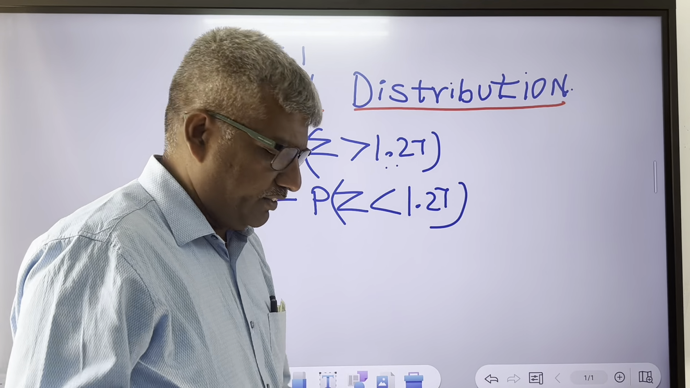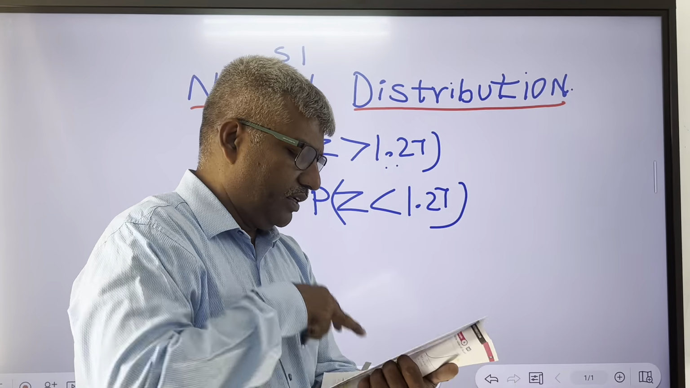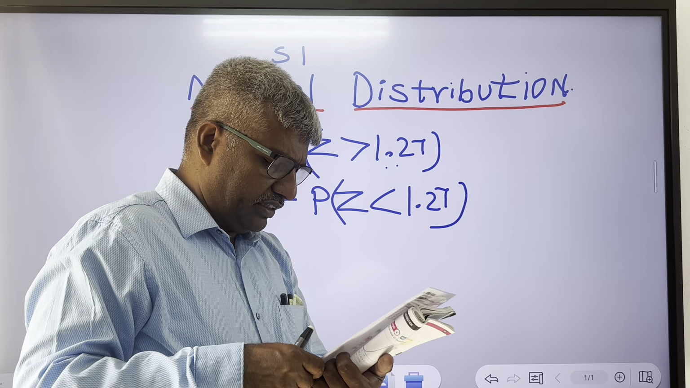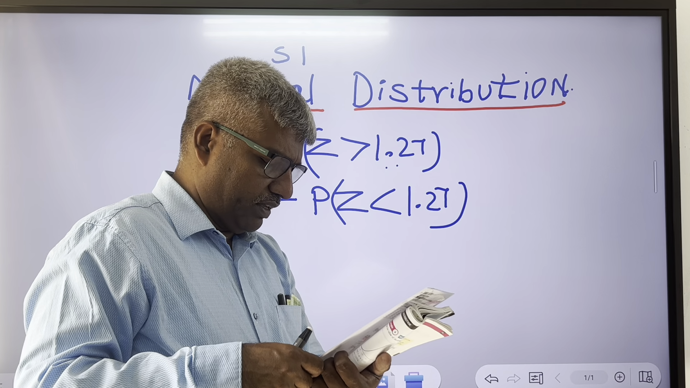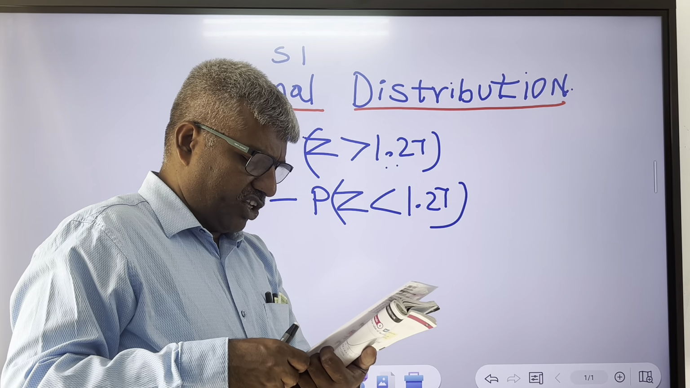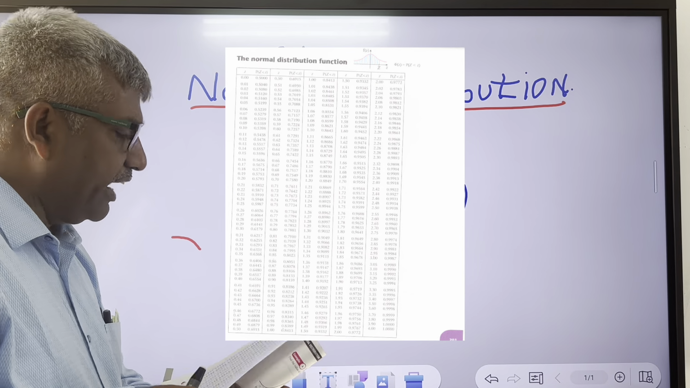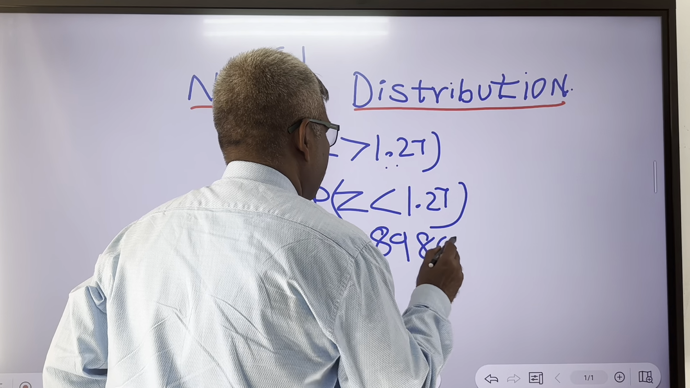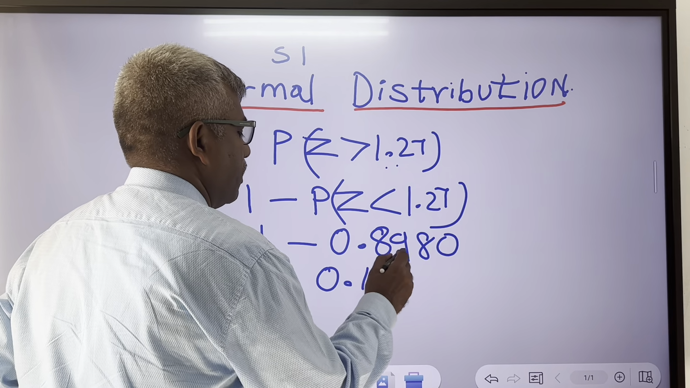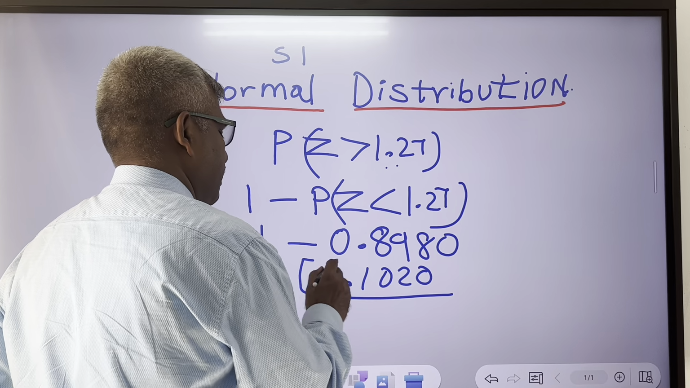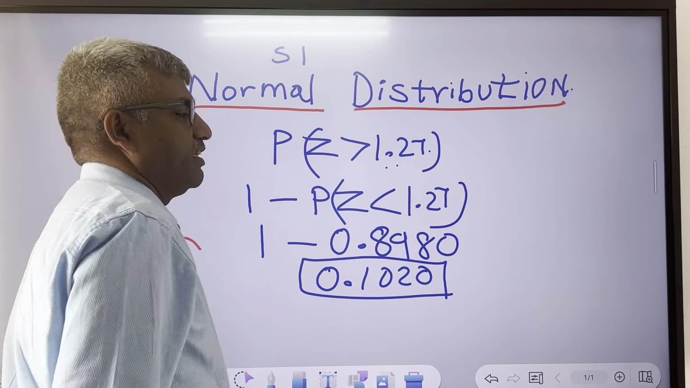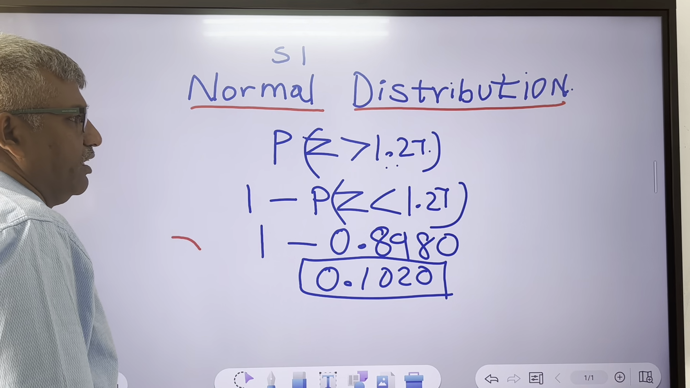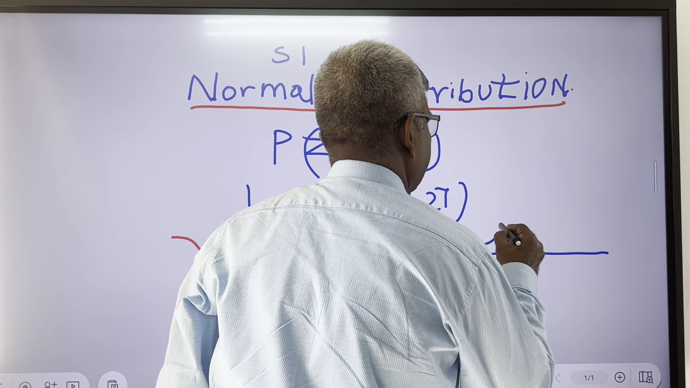Now Z is 1.27. Look at the table. Go to 1.27, third column. In the first column find 1.27, and the corresponding P value is 0.8980. 1 minus 0.8980, find out: 0.1020. This is the value for the probability of Z is greater than 1.27. Note it down.